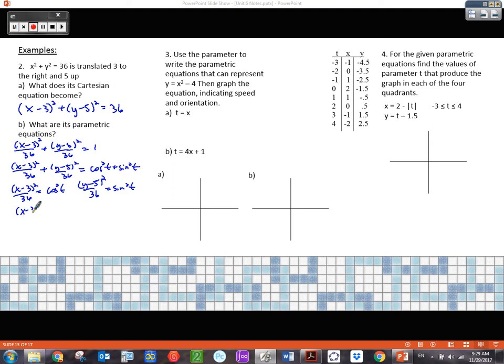So this turns into (x minus 3) over 6 equals cosine. And this turns into (y minus 5) over 6 equals sine. And then what do you think we do from here? Yeah, we just move things around. We're going to solve for x, we're going to solve for y. So I would multiply both sides by 6, right? And then I add the 3, so I get x equals 3 plus 6 cosine t. And then over here, I'd multiply both sides by 6. And so I get y equals 5 plus 6 sine t.